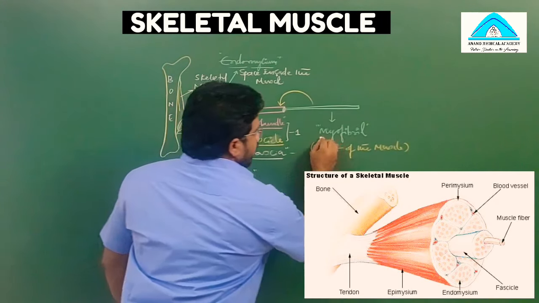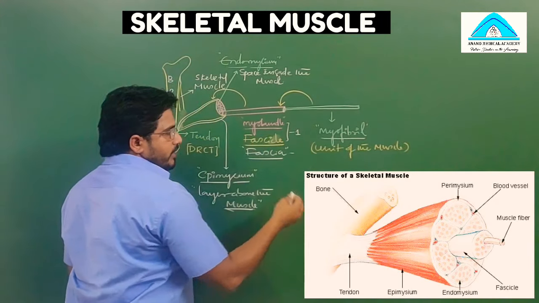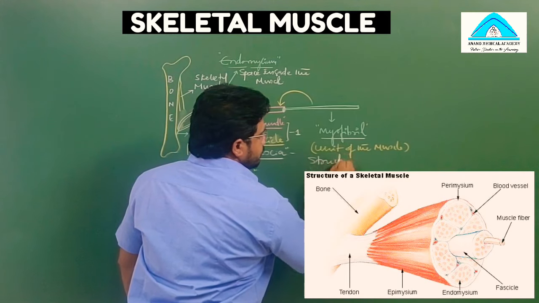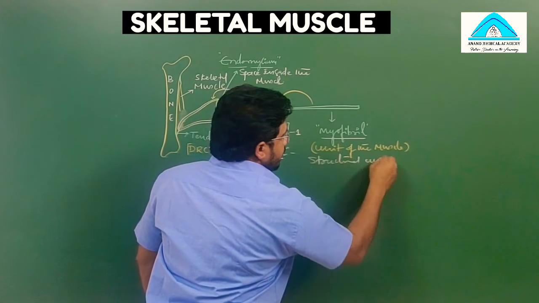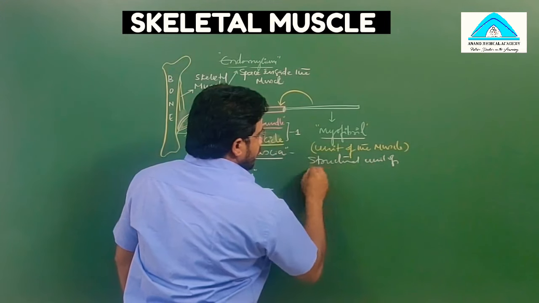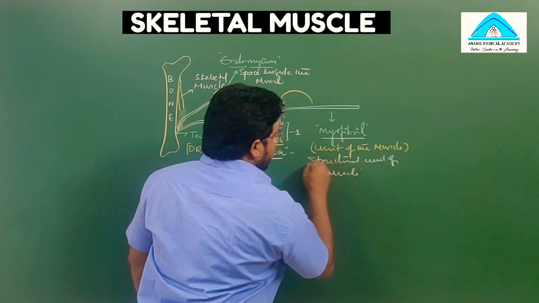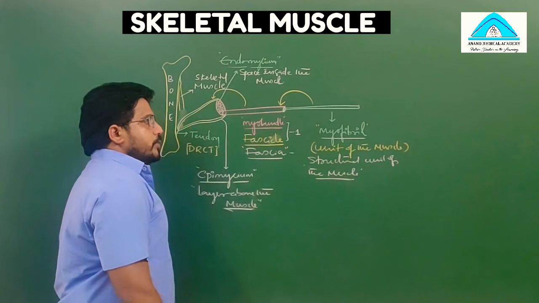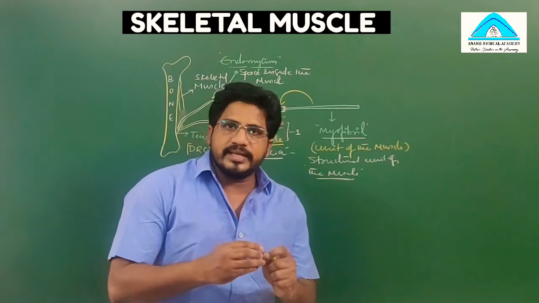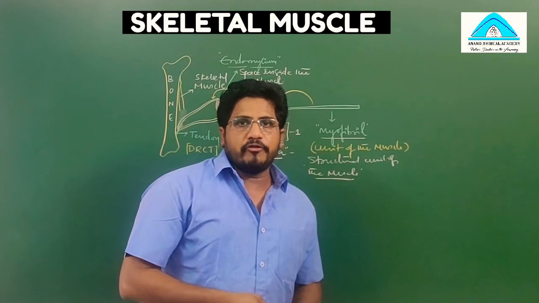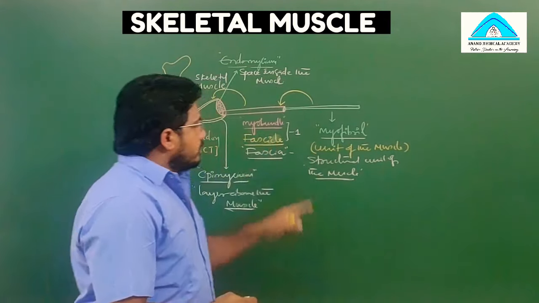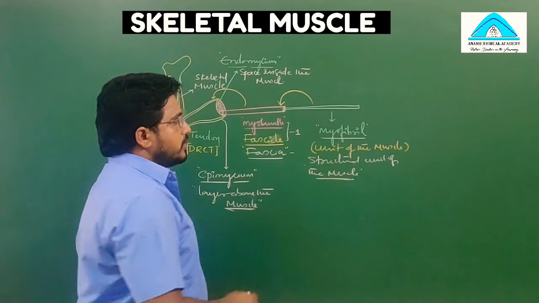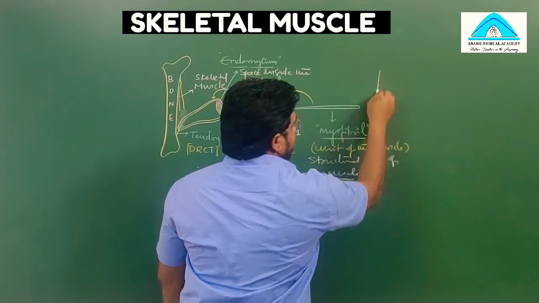Now, the myofibril is the structural unit of the muscle, and often the functional unit also. You will understand that point when we see the ultrastructure of the myofibril. Now I am going to explain the myofibril structure. Before that, let me tell you the myofibril characteristics.